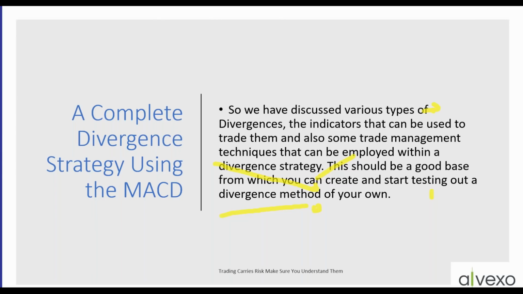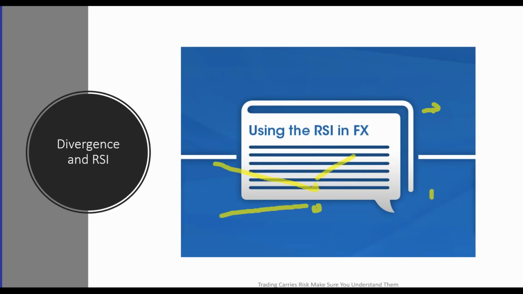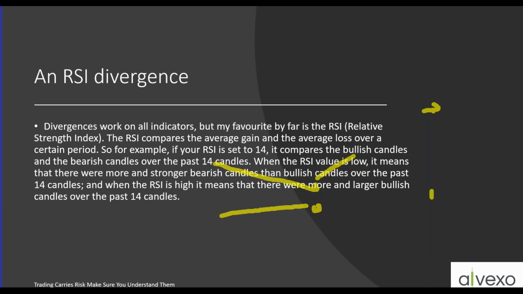So we have discussed various types of divergence. You have to learn this, and you're not going to learn it in a 15-minute presentation, or a 10-minute talk right now about MACD. Okay. Then there's RSI and divergence, which is extremely popular. And I prepared a presentation for you on that tonight. But divergence works well on all indicators. But my favorite by far in just divergence is RSI.